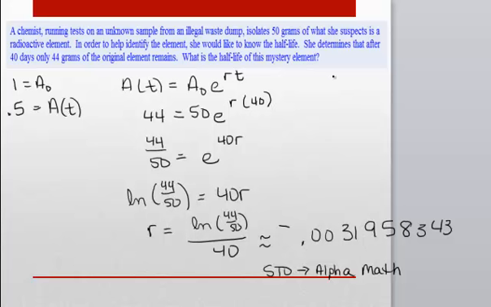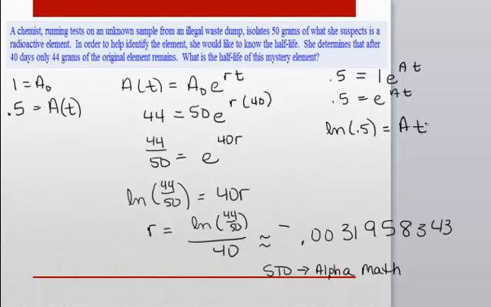So we have another part to this problem. 0.5 is equal to 1, that's the original amount, times e to the r. This is my r, so I'm going to put it in as A because that's how I stored it in my calculator, times t. So 0.5 equals e to the At. We need to take the natural log of both sides. So the natural log of 0.5 is equal to, natural log of e is 1, so we just get At.